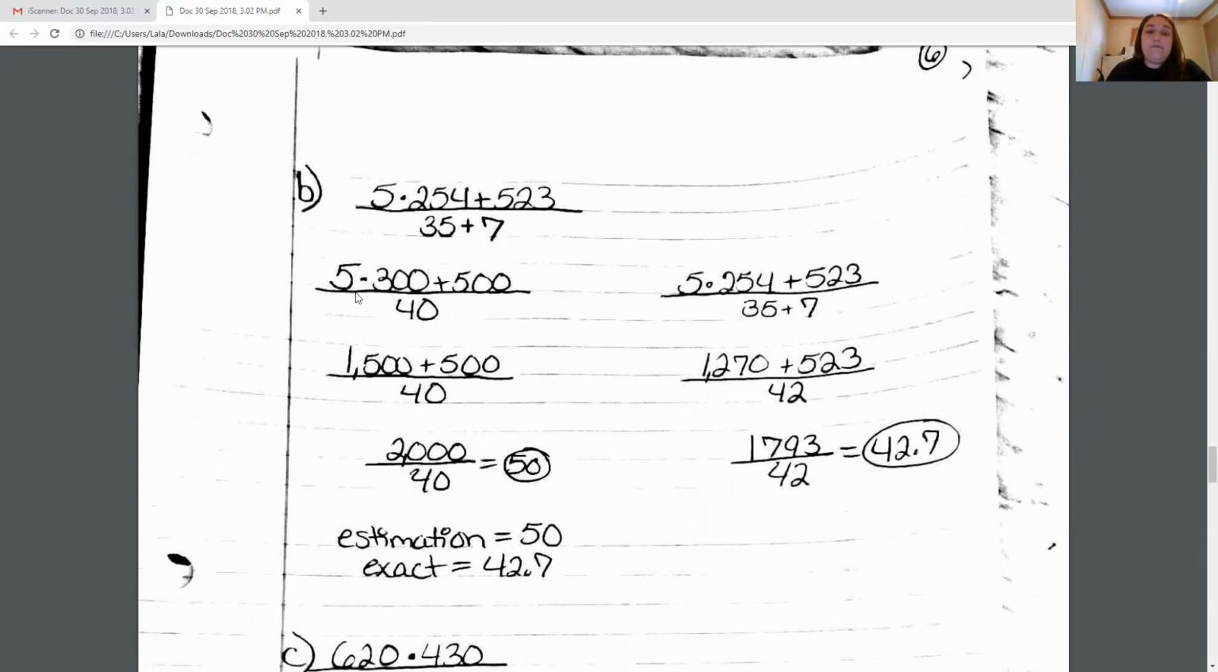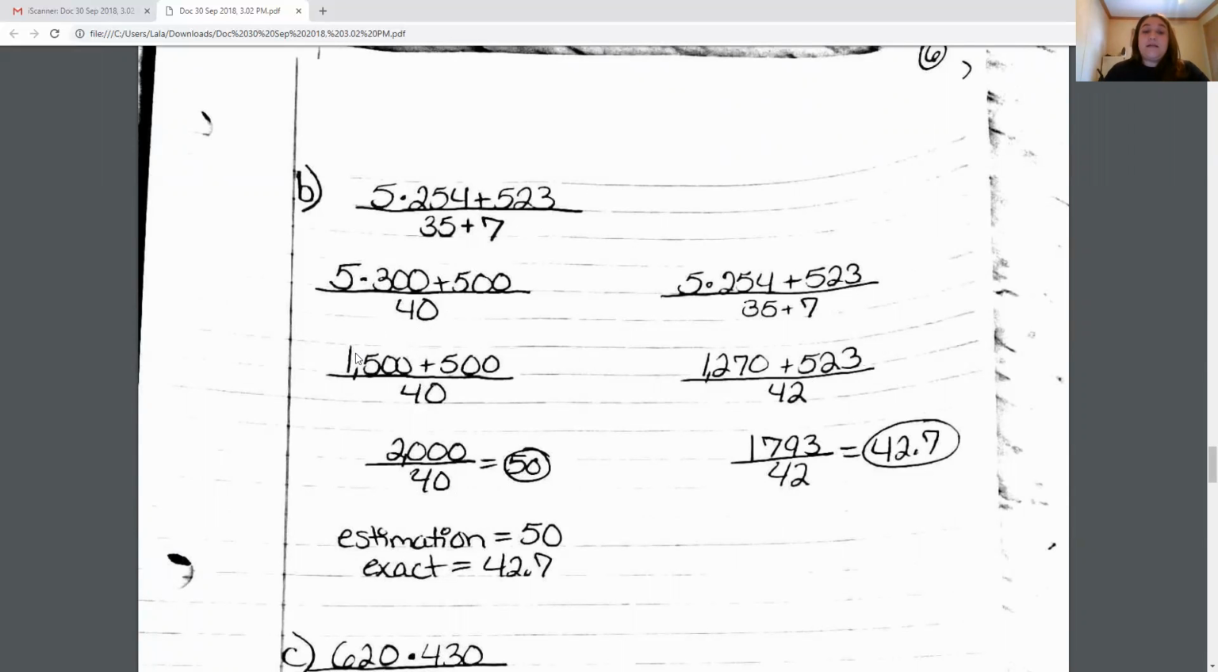So we got 5 times 254 is going to be rounded up to 300, and the 523 is going to be rounded down to 500. Now 35 plus 7 is equal to 42, so we're going to round that number down to 40. I should have worked that step out, and I'm sorry. I hope that doesn't confuse you guys.